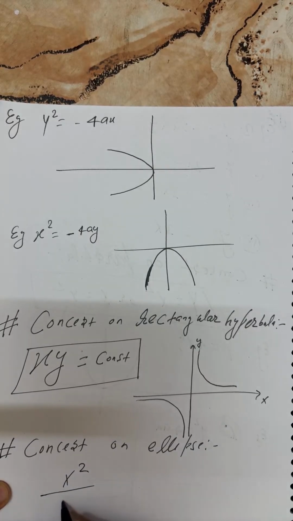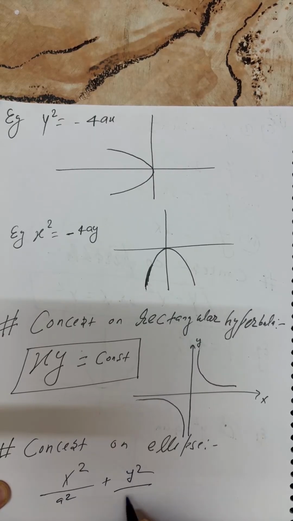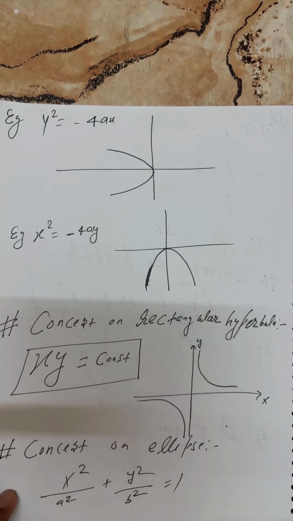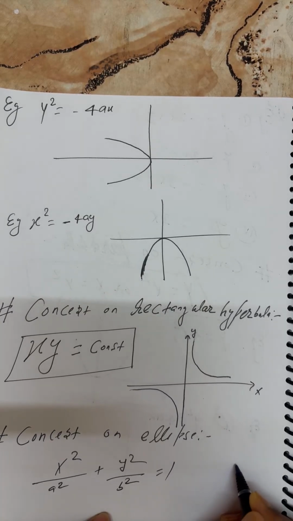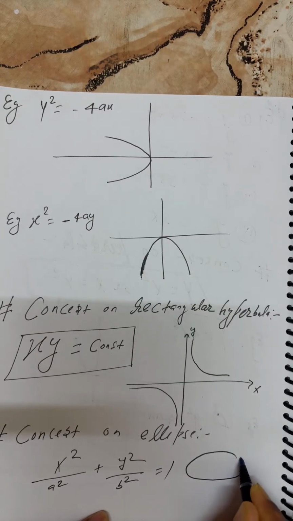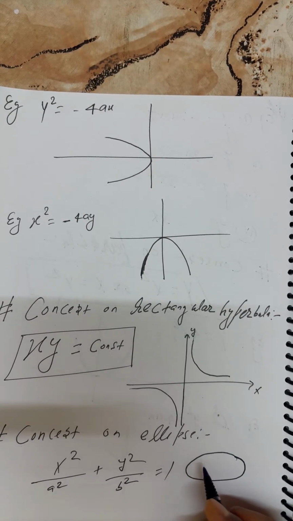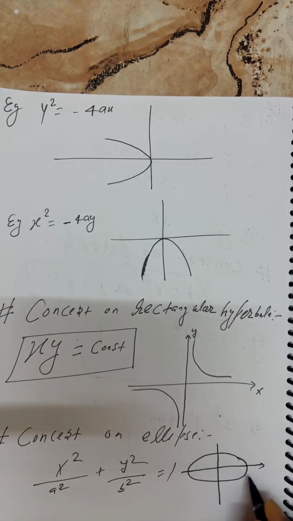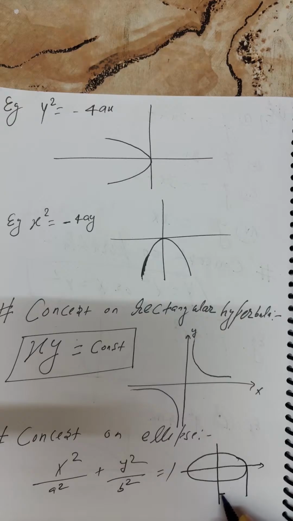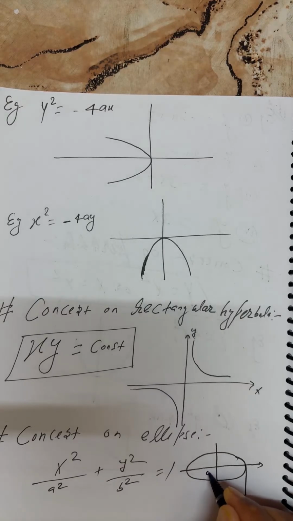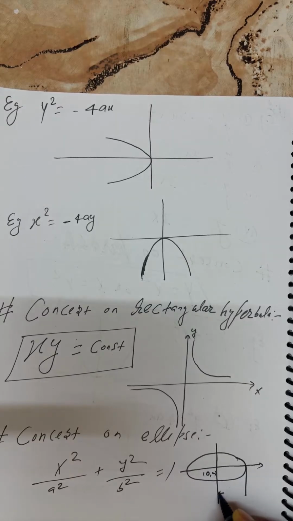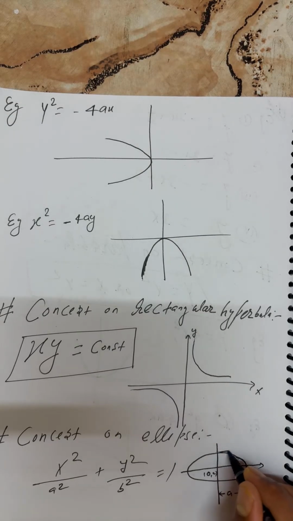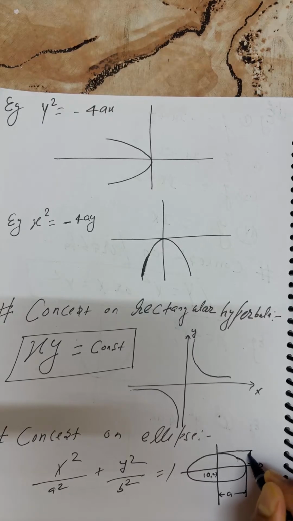This is x square upon a square plus y square upon b square equals 1. So now you can draw the ellipse here. This is the ellipse. Don't forget to mention a few basic points. From here to here, this is the origin. From here to here, you can write a. This length from here to here, you can write b.